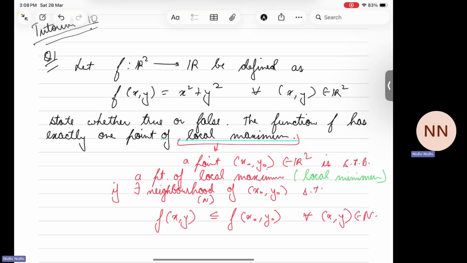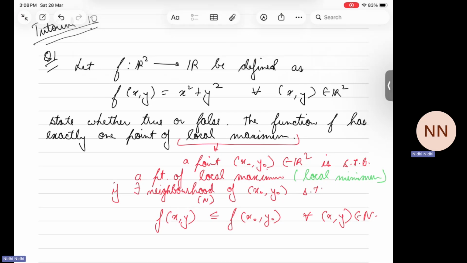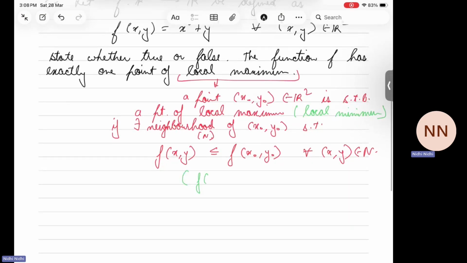That means around a point, the function takes values lesser than the value at the point (x naught, y naught). That gives us a trivial idea. That's why we can call this point (x naught, y naught) a local maximum. And simultaneously, for local minimum, we should have f(x,y) greater than or equal to f(x naught, y naught) for every (x,y) in N. Now, this was the definition.